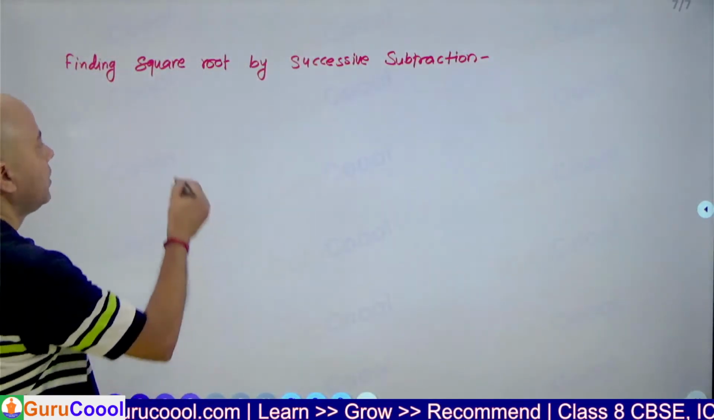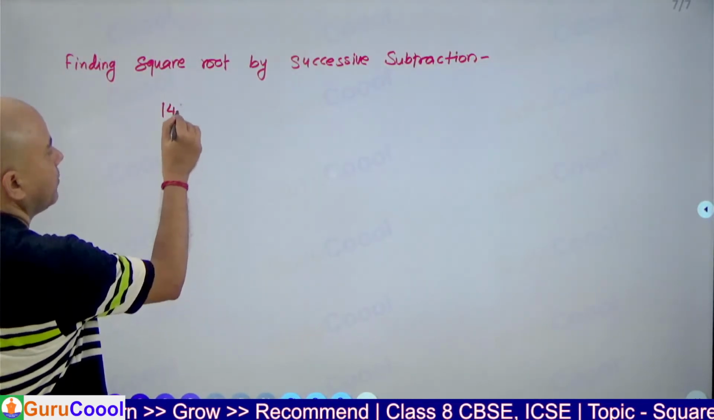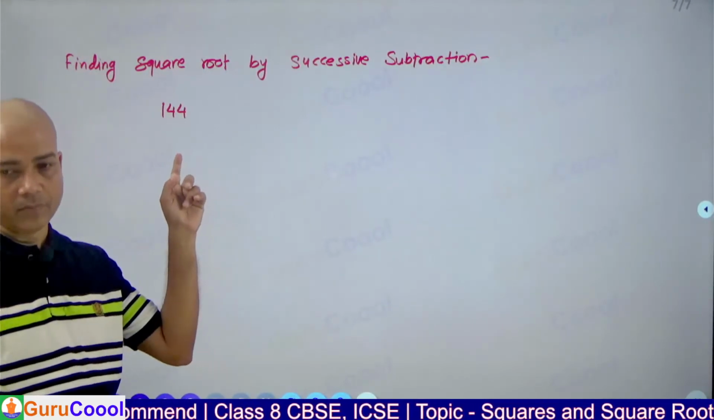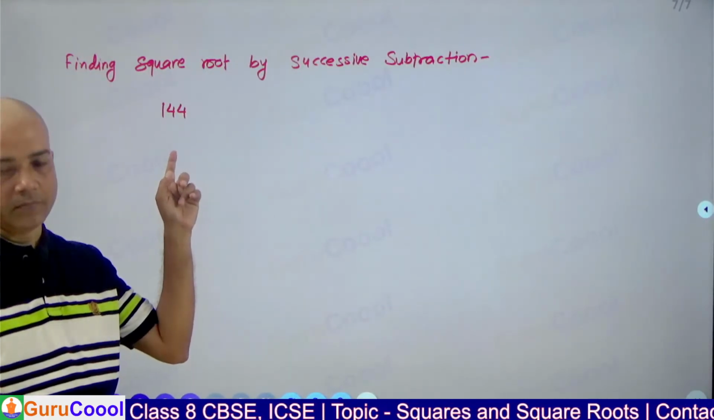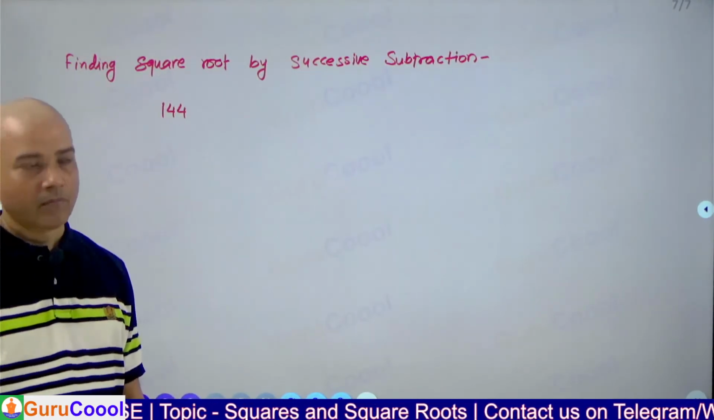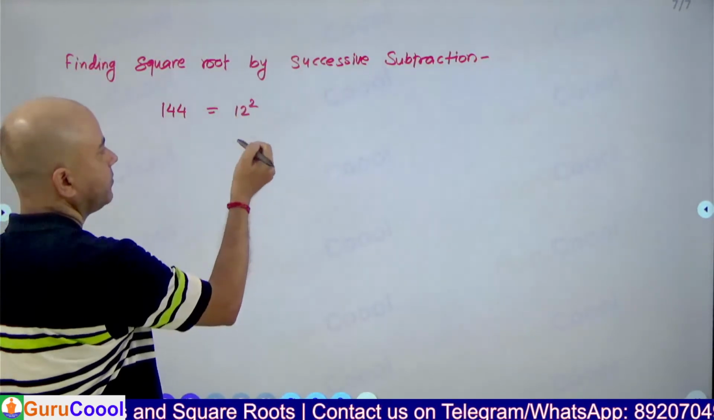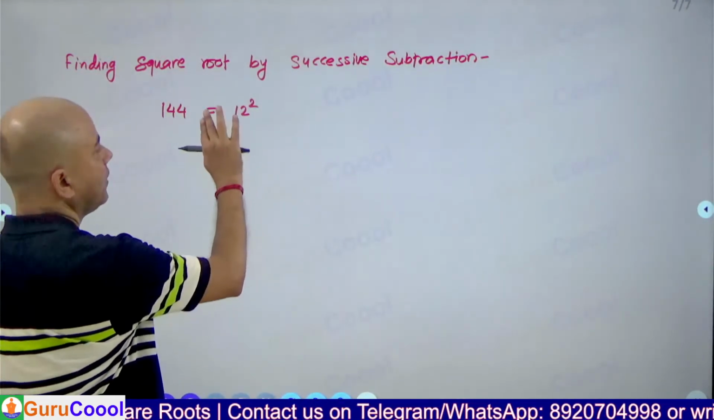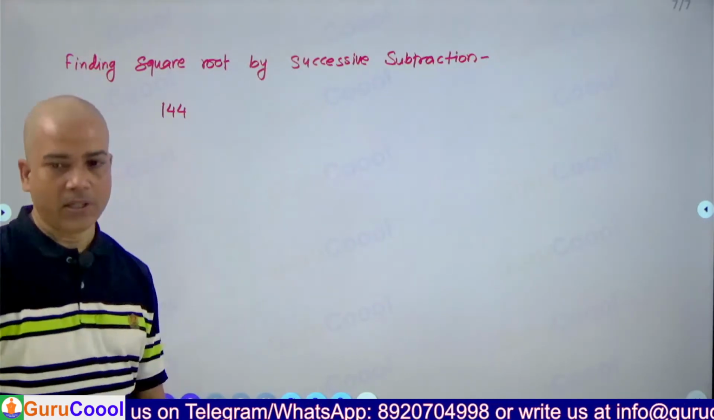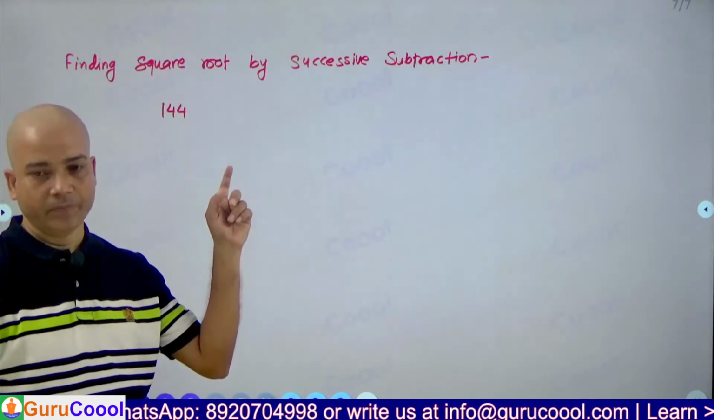Suppose you have to find the square root of 144. This is a square number, right? Yes, sir. And we already know this is equal to 12 square, right? That means we already know that the square root of 144 is 12.